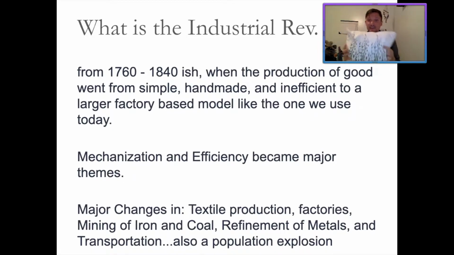Like, this is textile production, right? This is an adorable throw pillow that my wife and I have that goes on our little guest bed inside of our guest room that's now my flip lab, which will be changing a little bit.